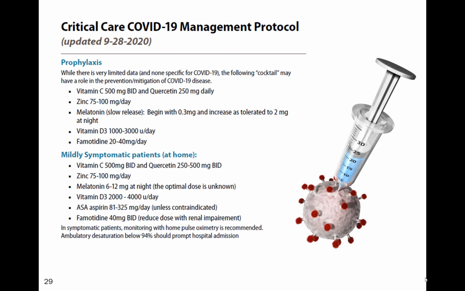So in terms of prophylaxis, these are the drugs we recommend. This is based on preclinical data, laboratory data, and common sense. The first dictum in medicine is first do no harm. So these drugs are safe and they may be very useful in mitigating against this disease. So we recommend vitamin C, 500 milligrams, BID is twice a day, and quercetin 250 daily.